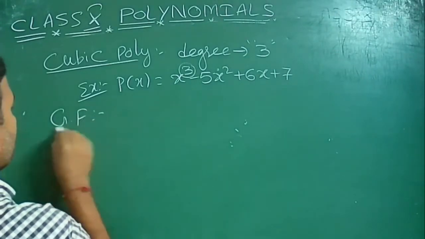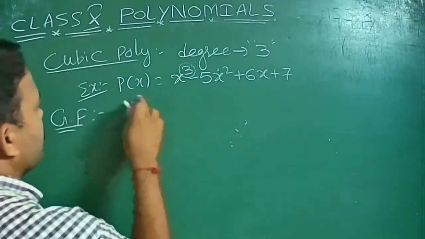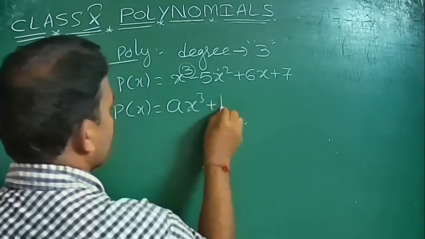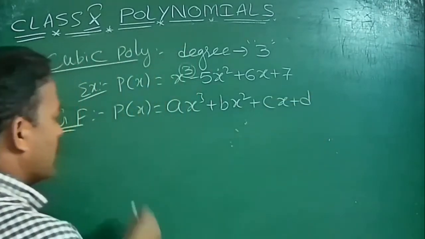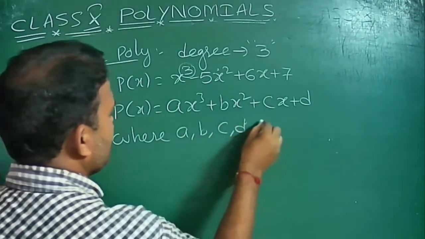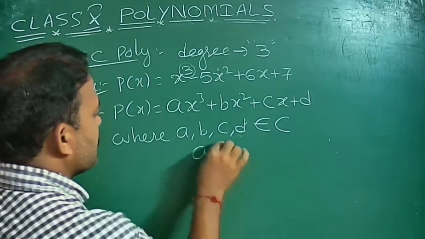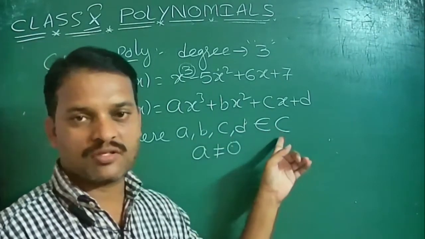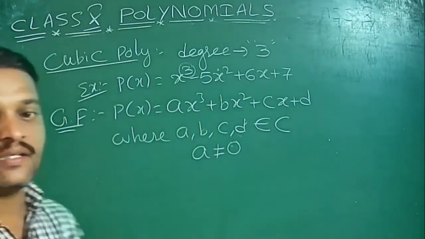The general form is p(x) = ax cube plus bx square plus cx plus d, where a, b, c, d belong to complex numbers and the leading coefficient a is not equal to 0. Then it is called a cubic polynomial.